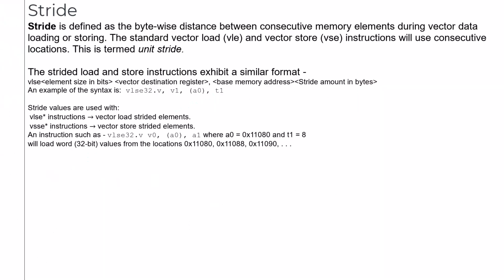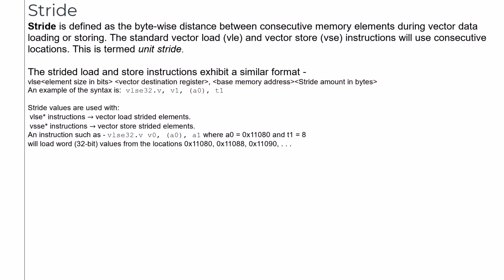The next topic to talk about is stride. So a stride is defined as the byte-wide distance between consecutive memory elements during vector data loading or storing. The stride load and store instructions exhibit a similar format to the regular vector load and stores. The format for a strided vector load is VLSE with the element size in bits, followed by the vector destination register, the base memory address, and the stride amount in bytes. So remember, if you're going to be using words, then you need to use a value of 4.